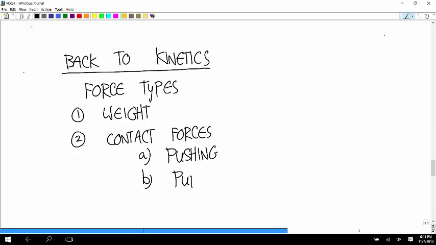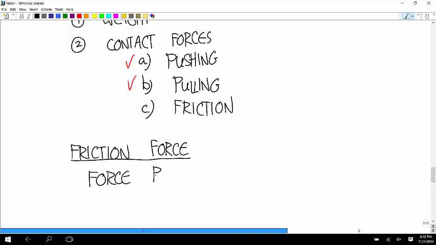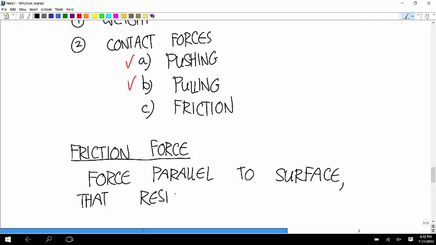The second type is a pulling contact. Now we're done talking about both of those. And the last one is friction. So that's the last type of force that we have to talk about. So friction force is a force parallel to the surface that resists sliding.